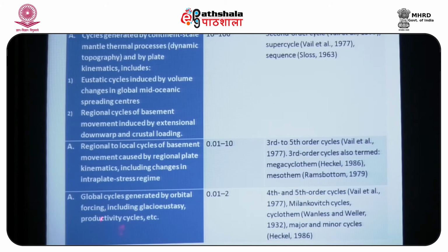And the last one, the global cycles generated by orbital forcing including glaciostasy, productivity cycles etc. of duration 0.01 to 2 million years are designated as fourth and fifth order cycles by Vail et al. 1977, Milankovitch cycle cyclothems by Wanless and Weller in 1932, major and minor cycles by Heckel in 1986.